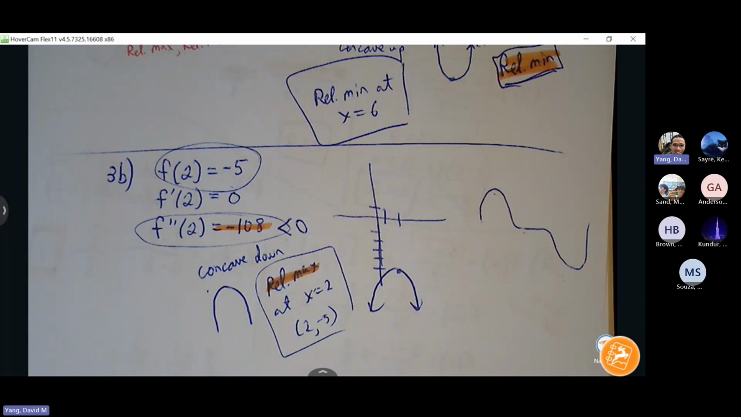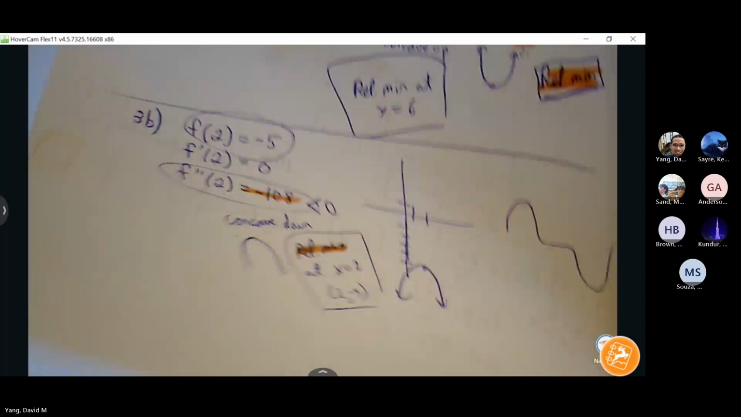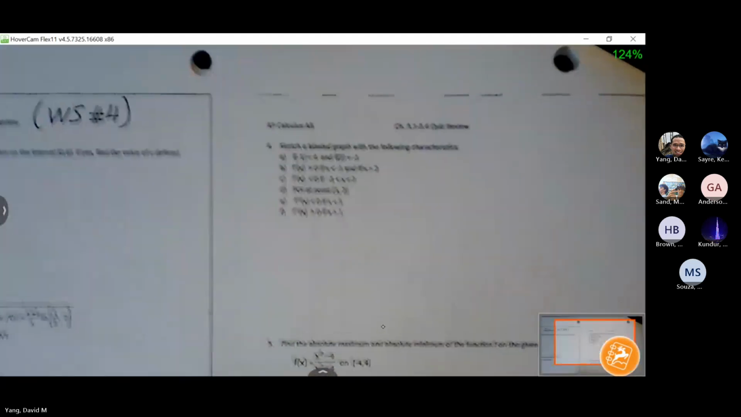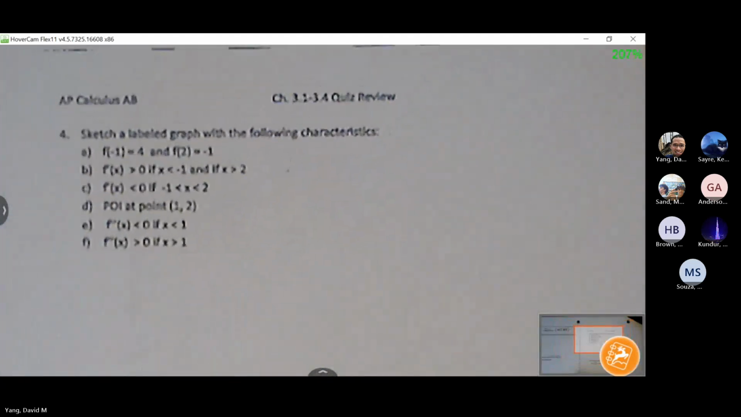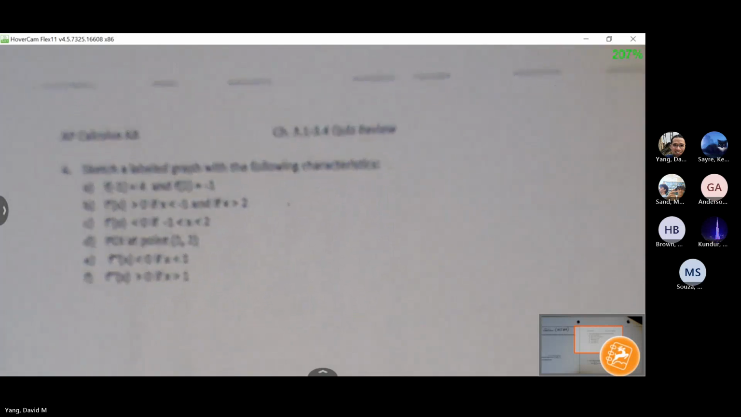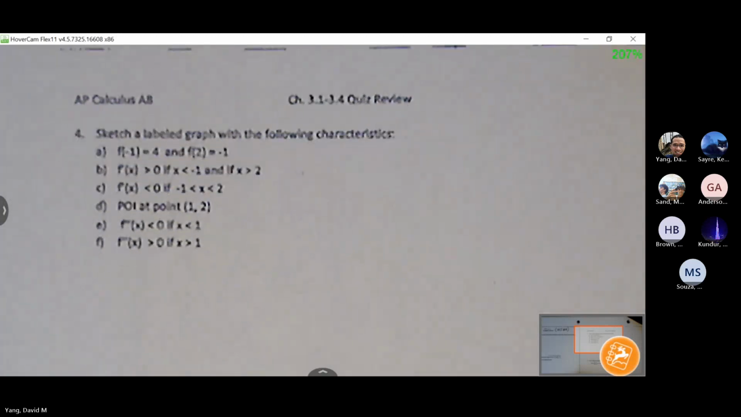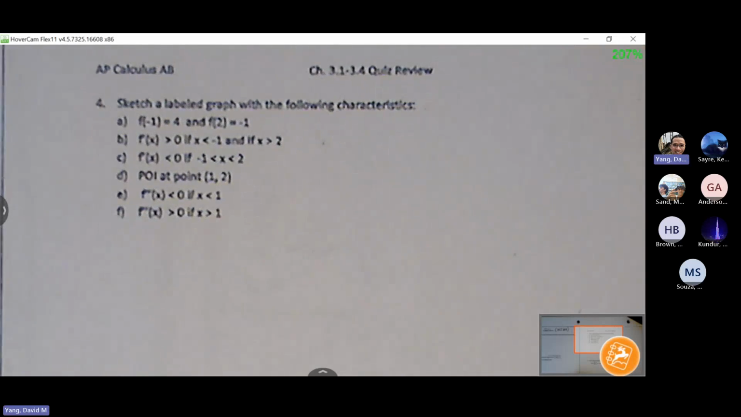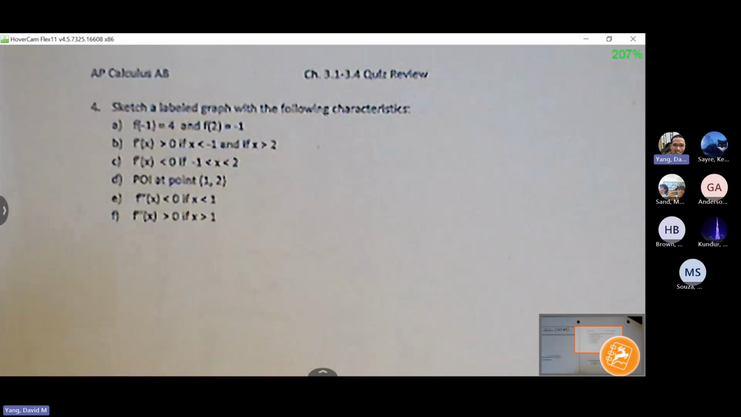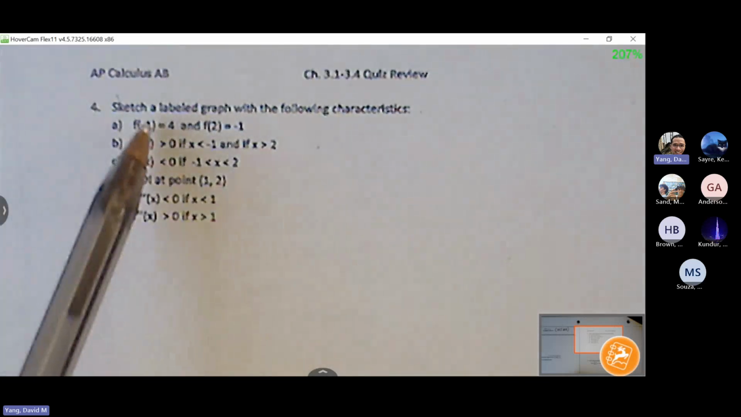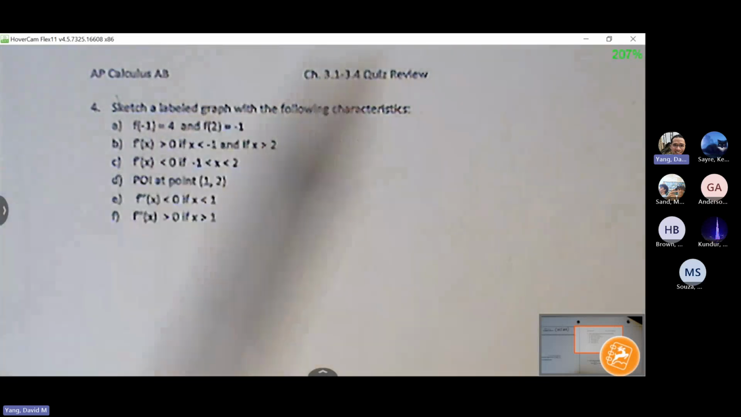Okay, let's look at a graphing problem. Sketch a graph with the following characteristics. I can gather information about the ordered pair by looking at the first part A here. So I'm just going to plot those points.